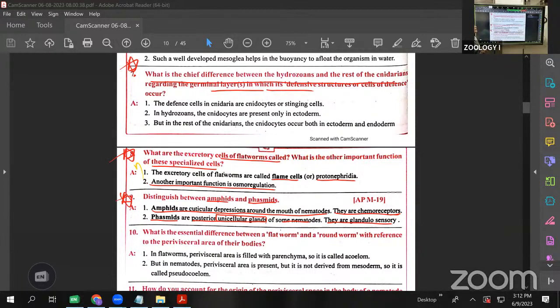They are the excretory cells. Another use of the flame cells is osmoregulation. Here, this one is about osmoregulation.